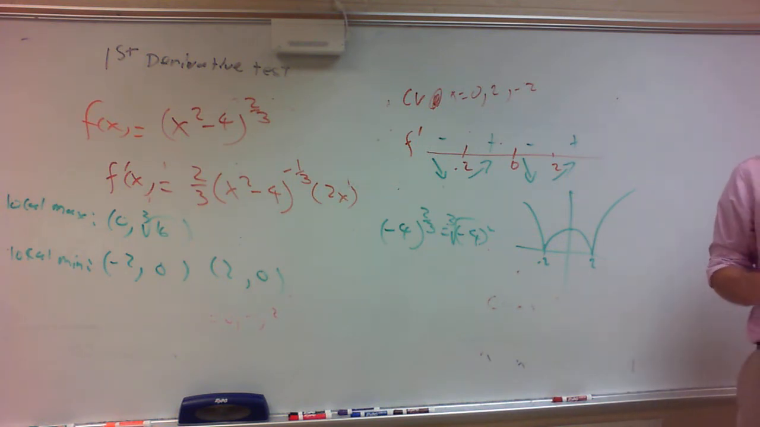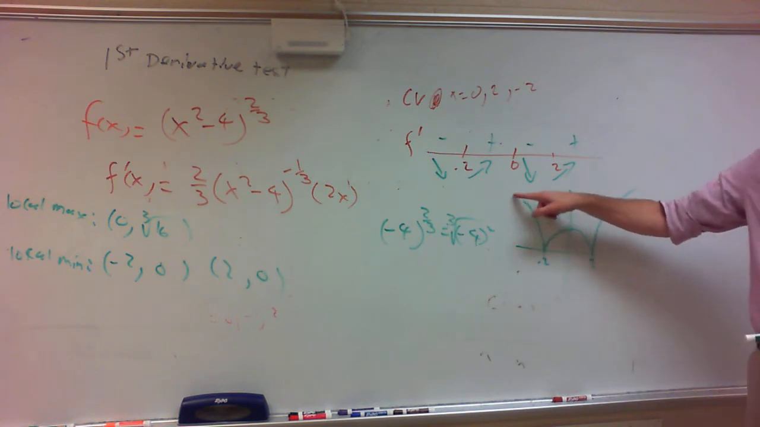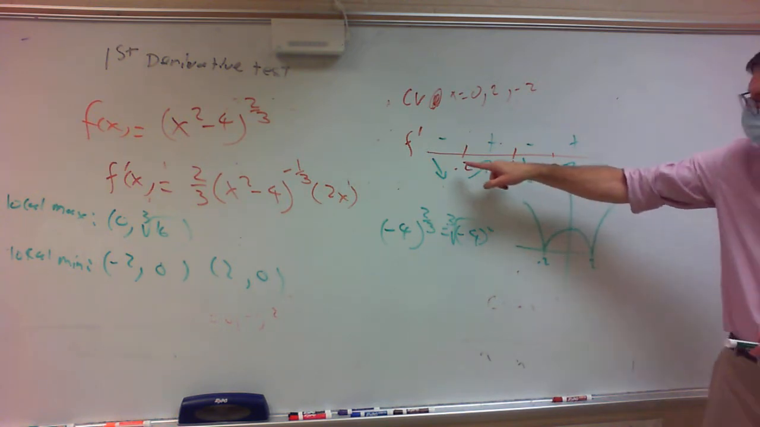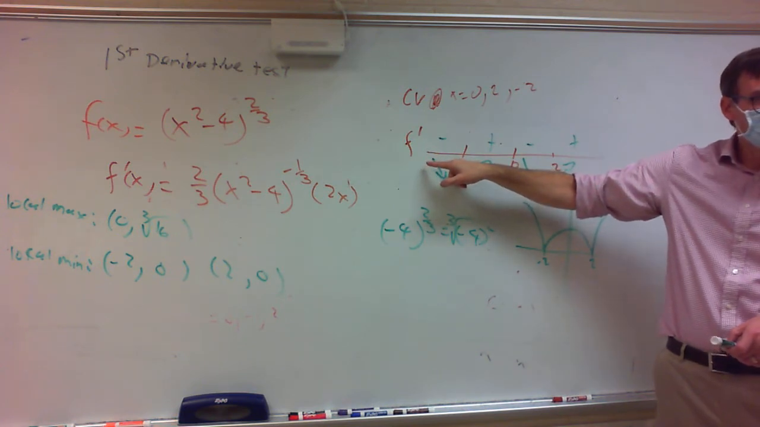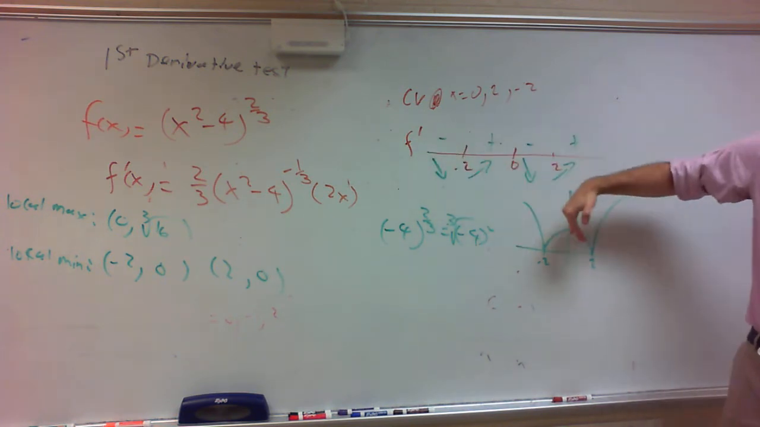Yes? How come it's going in the positive range behind negative 2? Why is it going up? Well, notice this thing says it's decreasing. Oh, right? Okay, all right. So this says I'm going all the way down.